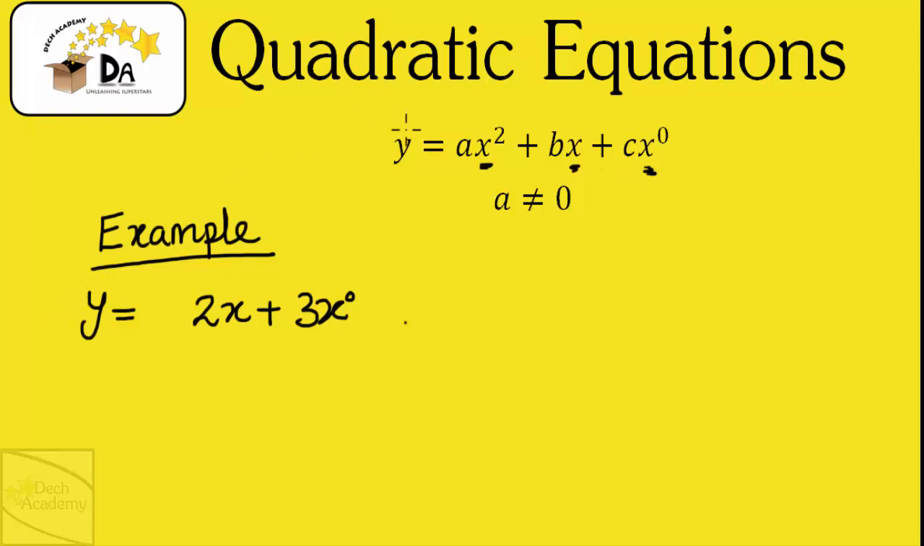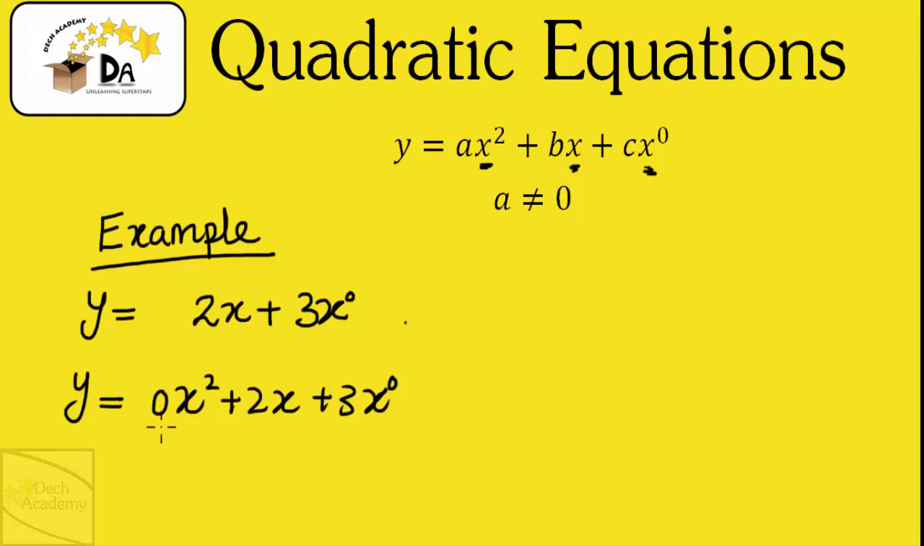But the rule for quadratic equations is that they take this form and a should not be equal to 0. Now, let's try and write this equation in this form. How do we do that? Well, y equals, let's put an x squared term, plus 2x plus 3x to the 0. Now, for this equation to be exactly the given equation, the coefficient of x squared must be 0.